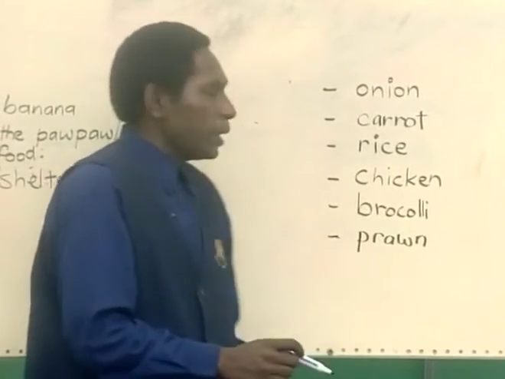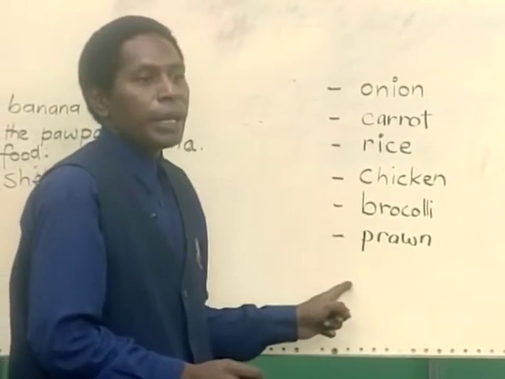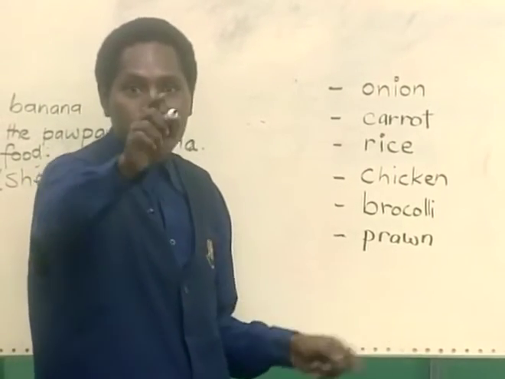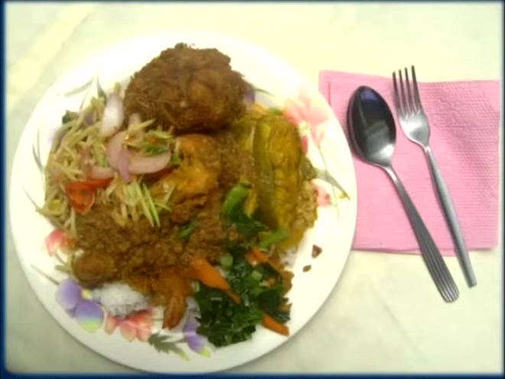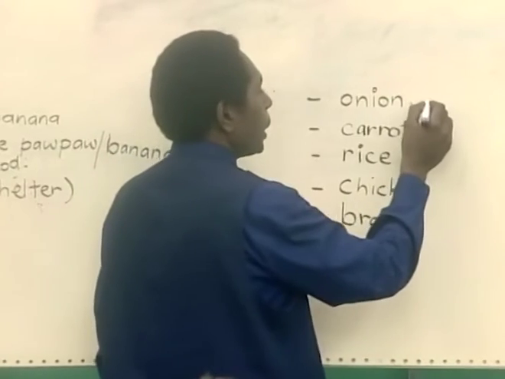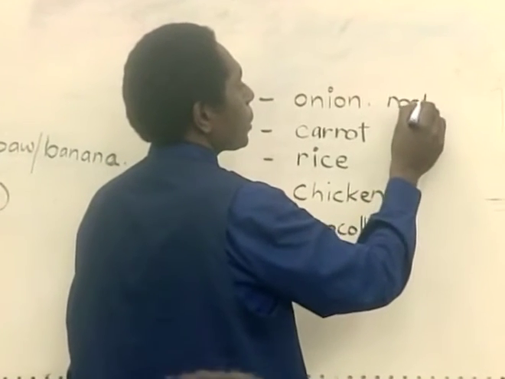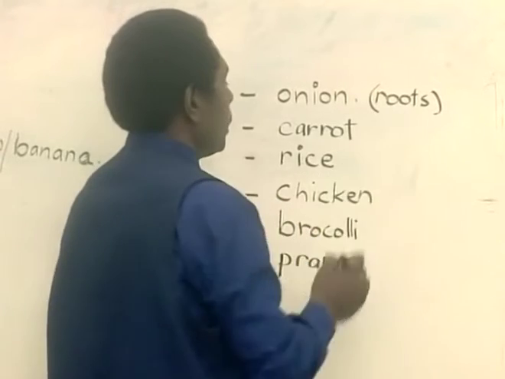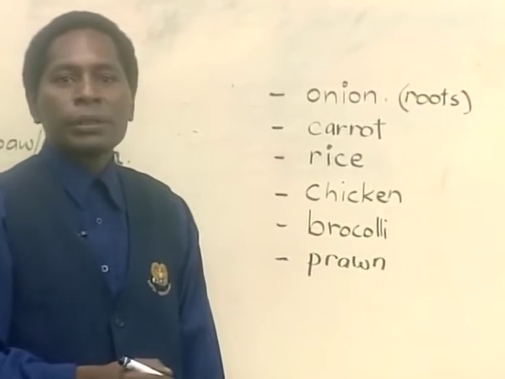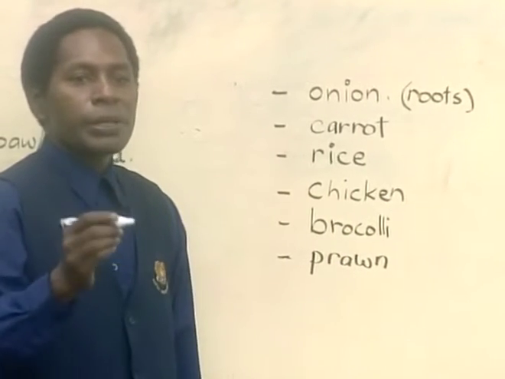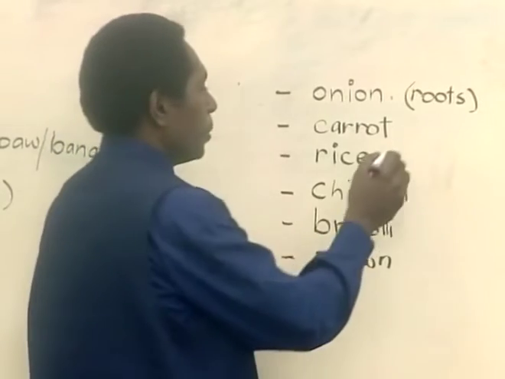Okay, very good. Now, these are all mixtures of plants and animals available on the picture that you just saw. We have onion there. Where do we get that from? What part of the plant? Receiving students? Class? Very good. We get that from the roots. How about carrot? Carrots, we also get that part from the roots.